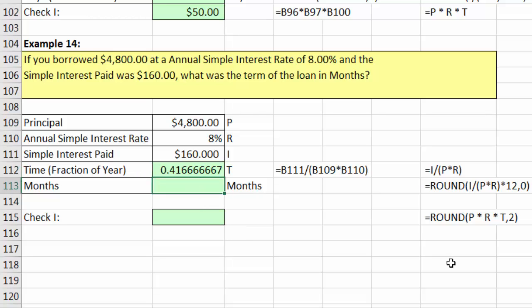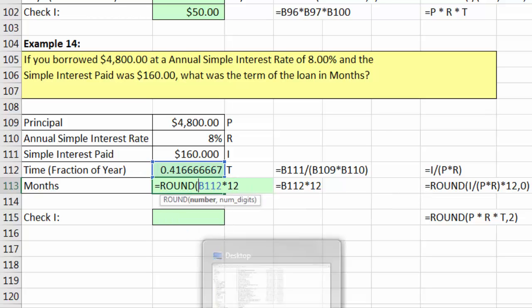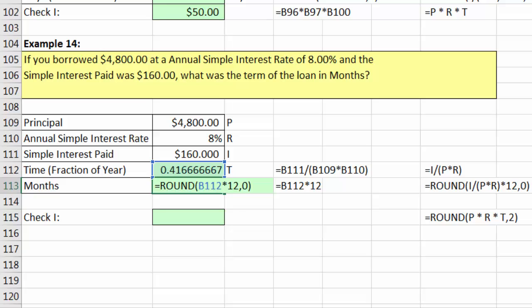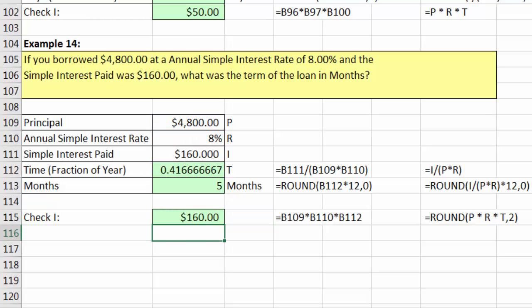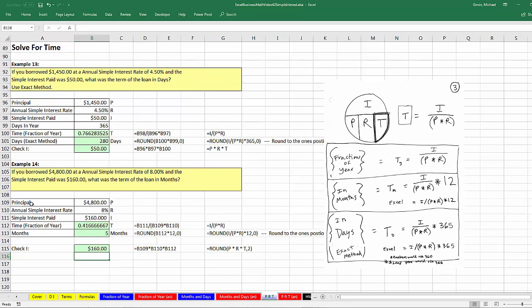Now, months equals up arrow. That's fraction of a year times 12. Control-Enter. It happened to give me exactly what I wanted. I didn't have to use round here, but if I wanted to make sure in all cases that it rounded to the nearest integer, I would use 0 and enter. I could check this. Equals principal times rate times fraction of a year. That's the time, and enter. 160 bucks.